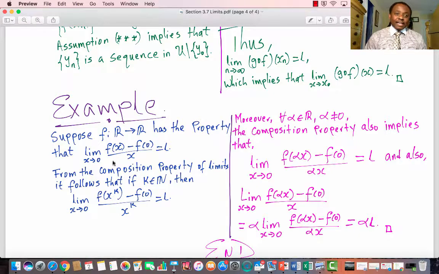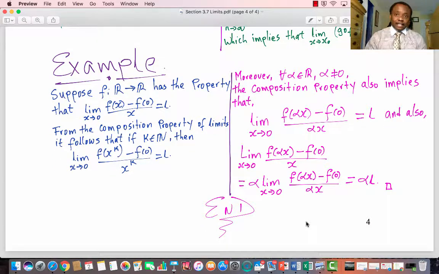So if I can conclude that the limit as x approaches 0 of f of x minus f of 0 divided by x equals L, there are so many conclusions I can arrive at immediately just from this knowledge.